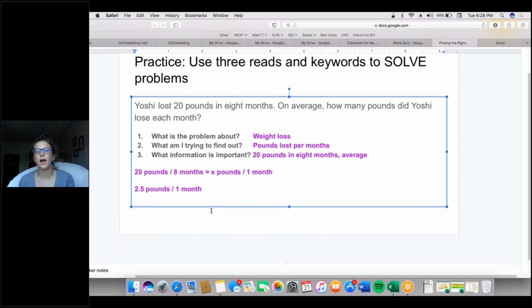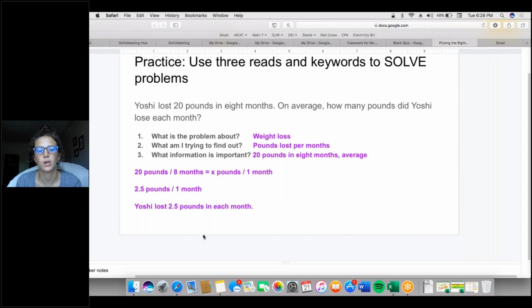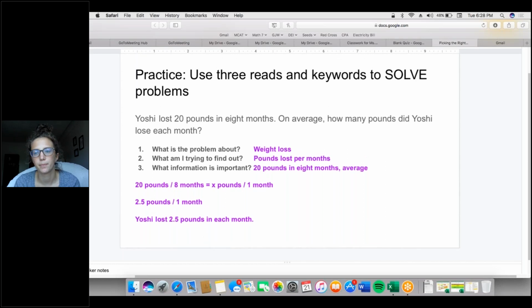And because this is a word problem, I can put it all together in one sentence where I'm going to restate the question. So the question said, how many pounds did Yoshi lose each month? So I'm going to say Yoshi lost, and now I solved. I know it's 2.5 pounds in each month. So my final answer there will look like a sentence, just like the word problem.